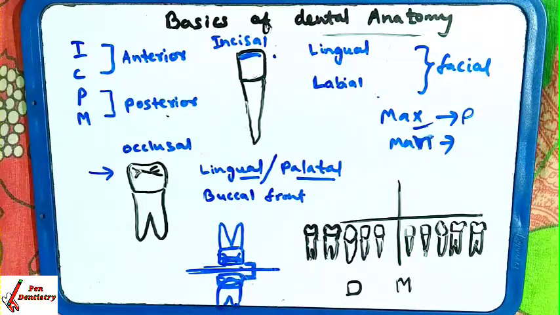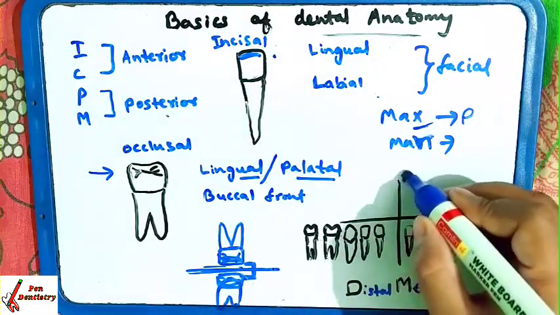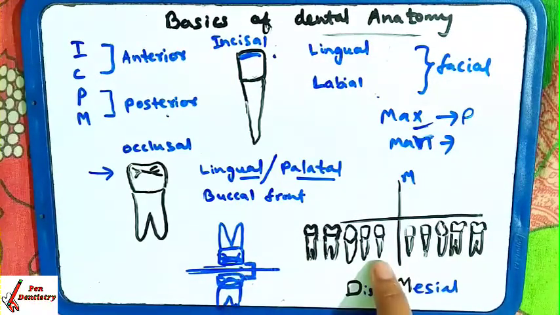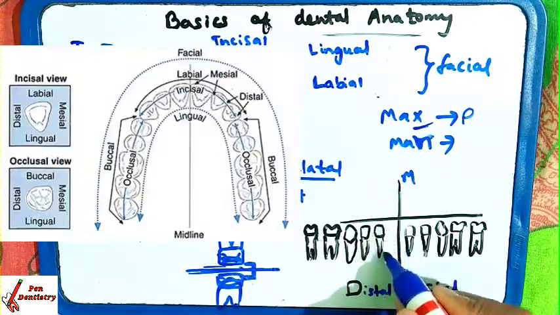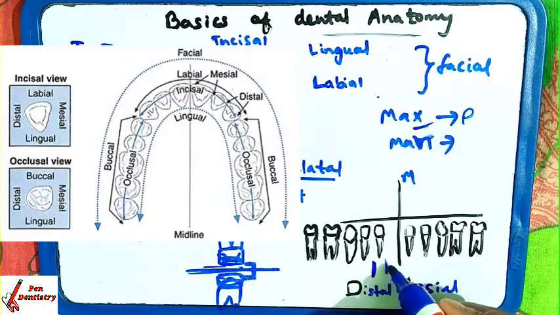Another thing is mesial and distal. What are the mesial and distal surfaces? The mesial surface is the surface toward the midline. If you are looking at the first incisor, the central incisor, it has two faces, this one here and here, two faces of the single tooth. The face just towards the midline is known as the mesial side, and the opposite of the mesial will be distal.